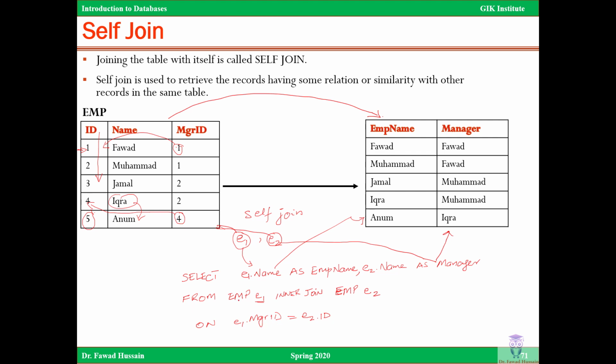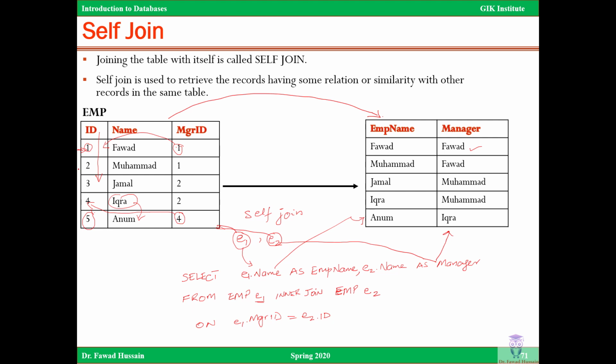So the manager ID from the first table is being searched in the second table, and because it's a self join, both tables are essentially the same table. And once I find this match, so I have a match over here, so this is one and this is one, I'm going to write the name. If you remember, E2.name as manager, so I'm going to write it as manager. So I have this first entry over here.